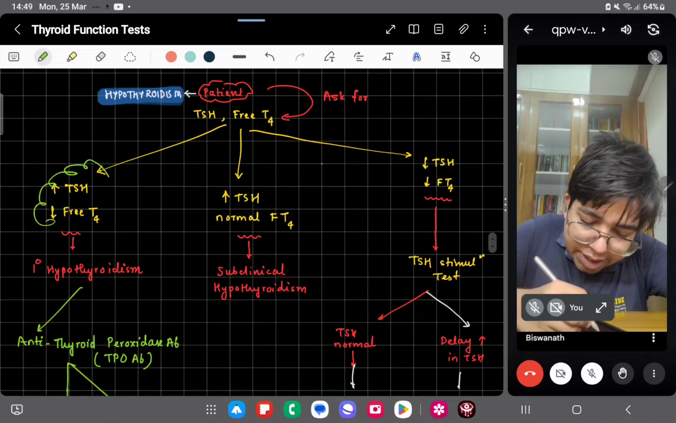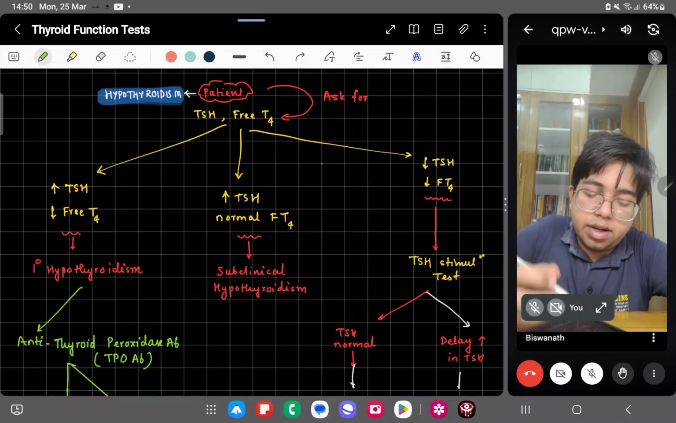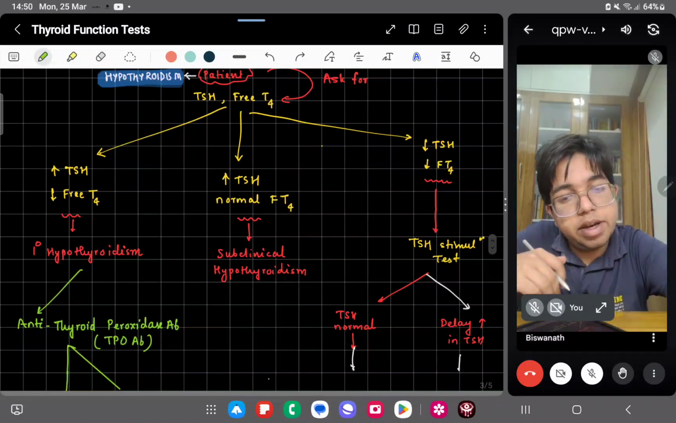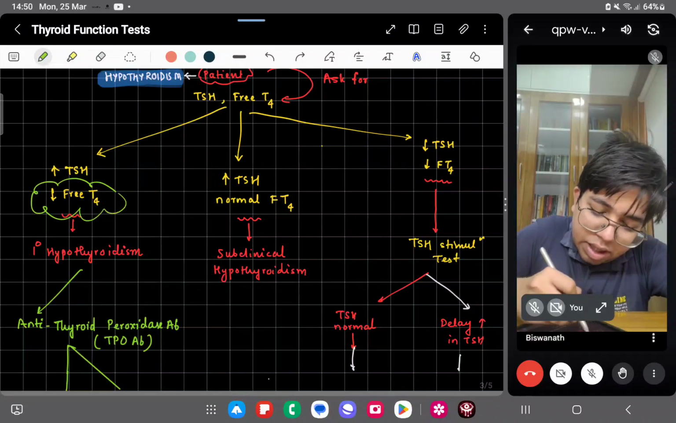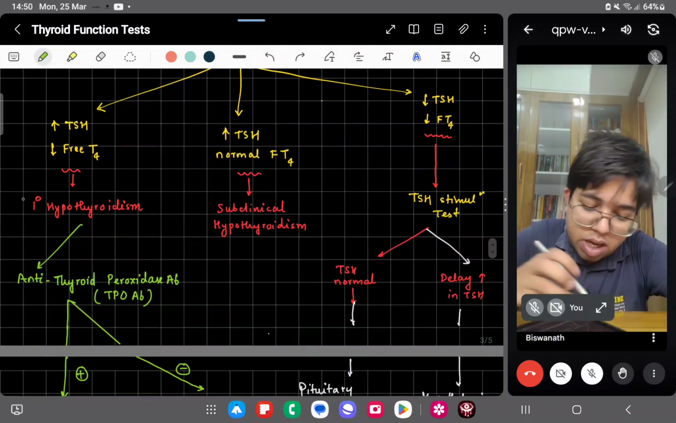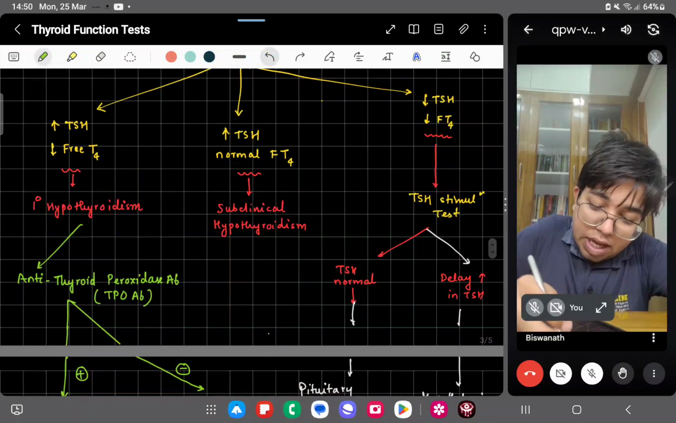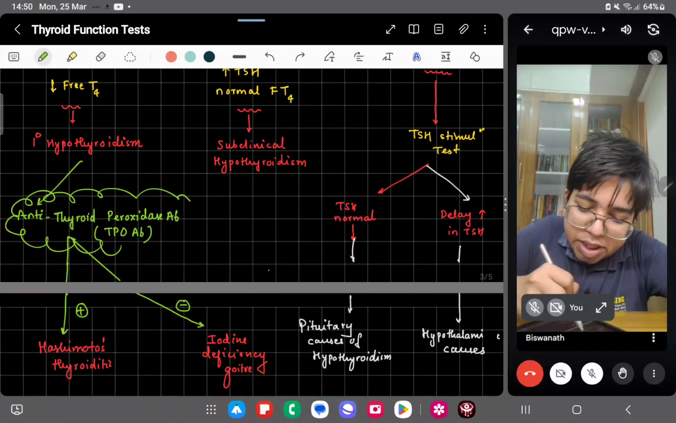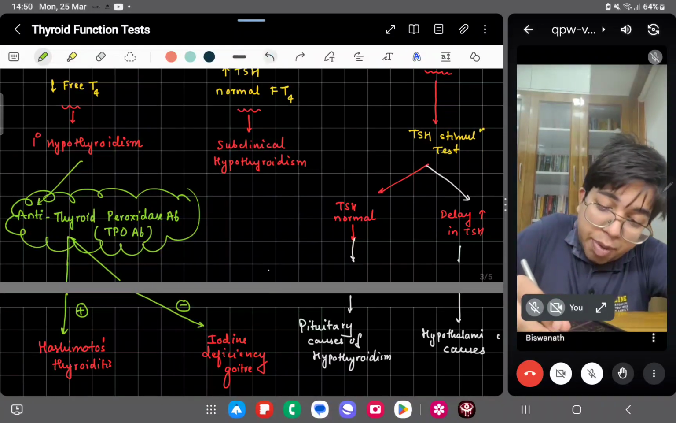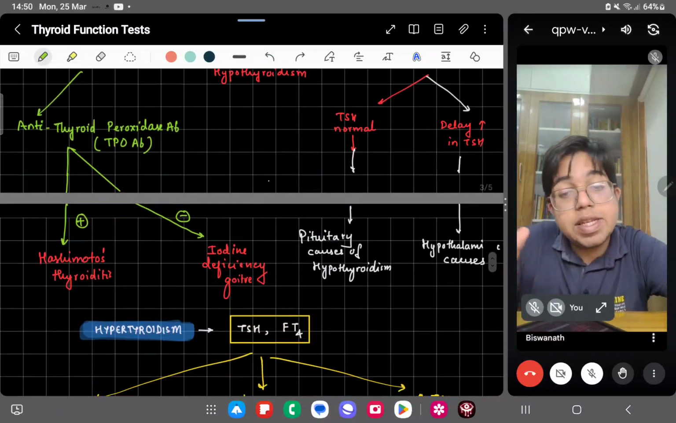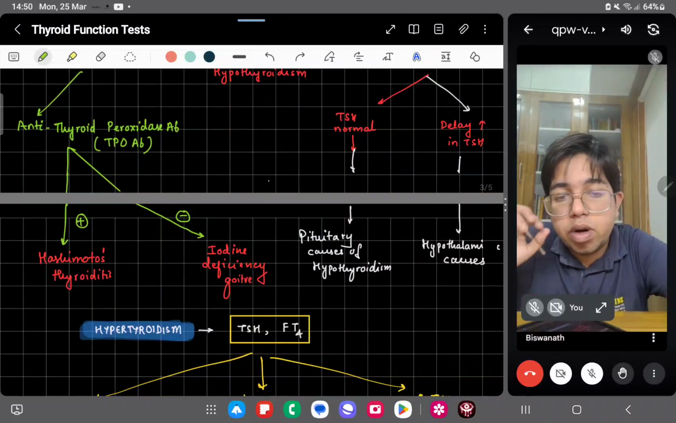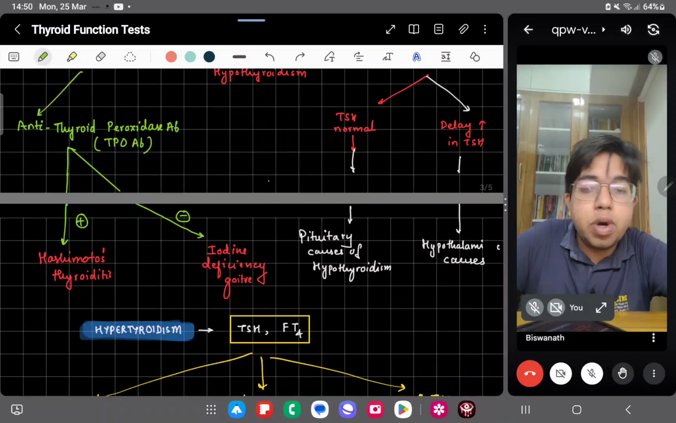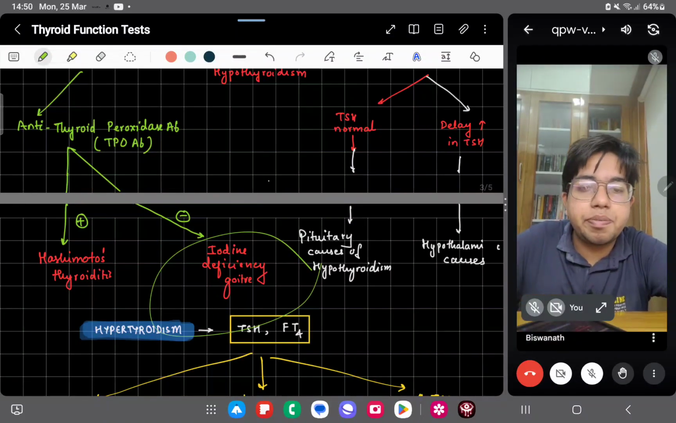If there is increased TSH and decreased T4, that means primary hypothyroidism, because the T4 is what is affected. If there is primary hypothyroidism, you can ask the patient to do a TPO antibody. TPO-AB is done for autoimmune origin. If TPO-AB is positive, then Hashimoto is there. If TPO-AB is negative, it's normal goiter.